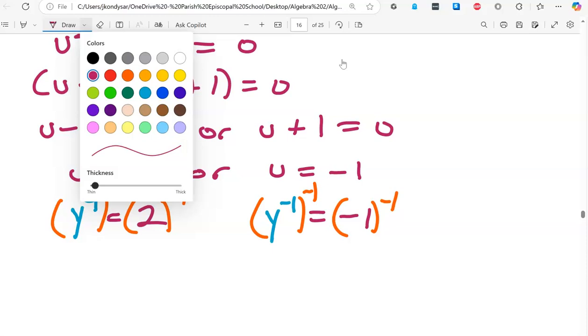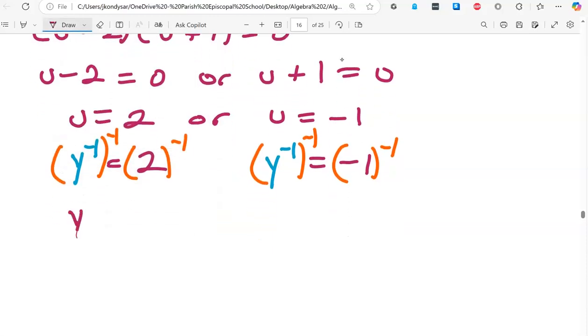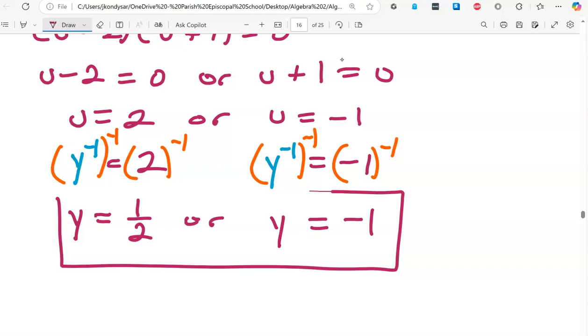And the negative 1 power just means take the reciprocal. So y to the negative 1 to the negative 1 is y to the 1, or y. 2 to the negative 1 is 1/2. And on the other side, the reciprocal of negative 1 is also negative 1. So we get two solutions, 1/2 and negative 1.